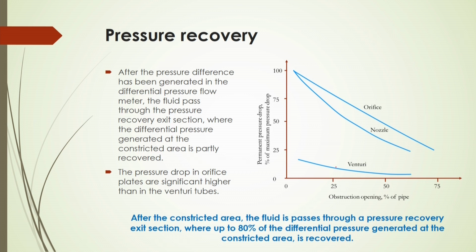Now, very interesting: after the pressure difference has been generated in the differential pressure flow meter, the fluid passes through pressure recovery in the exit section, where the differential pressure generated at the constricted area is partly recovered. As shown in the figure, you will see there is some pressure recovery during the flow through the Venturi meter, orifice meter or nozzle.